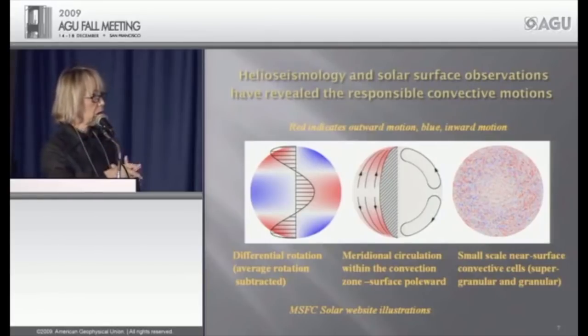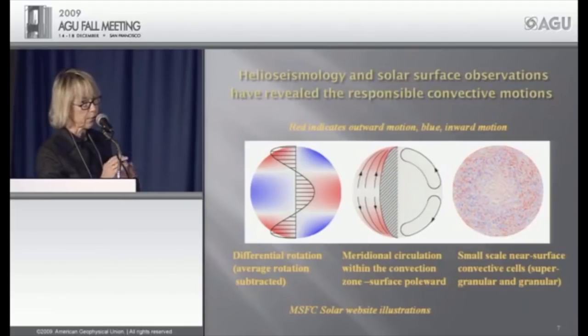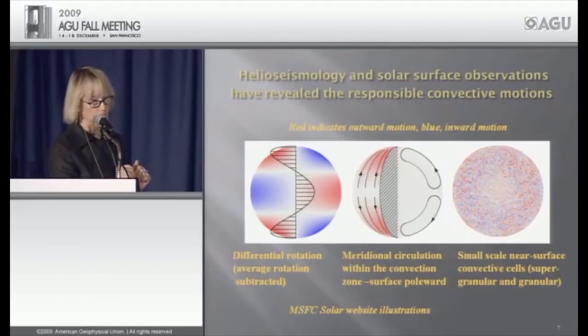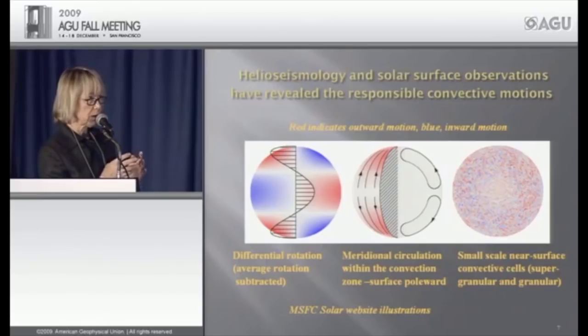The helioseismology and solar surface observations together have revealed the responsible motions for these activities. We have the differential rotation on the left. In the middle, the meridional circulation in the convection zone is a key player, and then there's a shallow convection pattern due to granulation and supergranulation that's causing a diffusive kind of motion of that surface field as well. And by the way, that's instrumental in bringing positive and negative fields that have emerged together and doing cancellation and removal of flux from the surface.